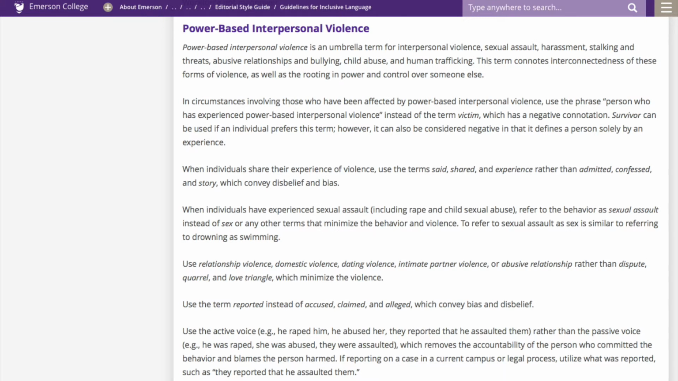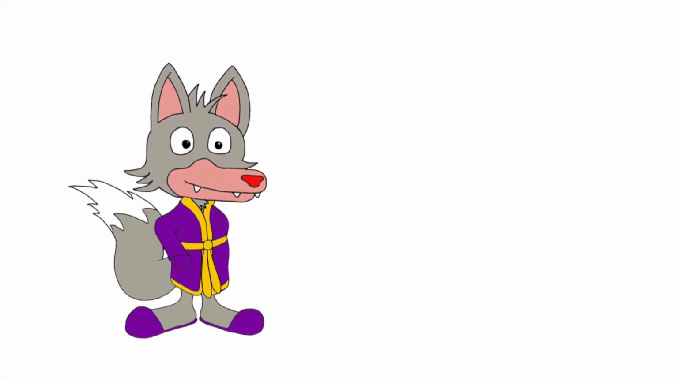When individuals share their experience of violence, use the terms said, shared, and experience rather than admitted, confessed, and story, which convey disbelief and bias. Well, yeah, that's fair enough. Although you shouldn't just assume that what everyone says is honest. Someone might be lying to get someone else into trouble.